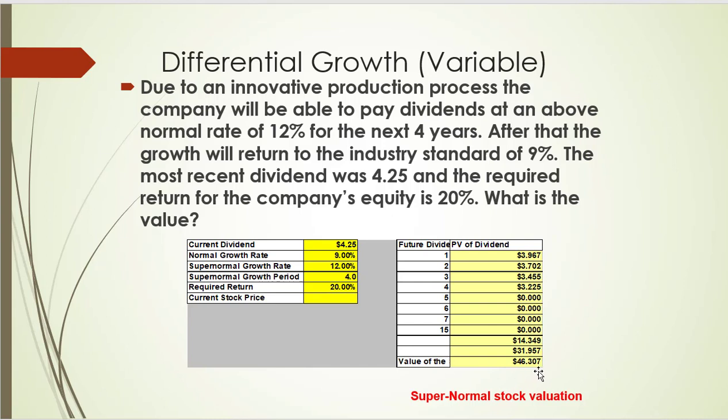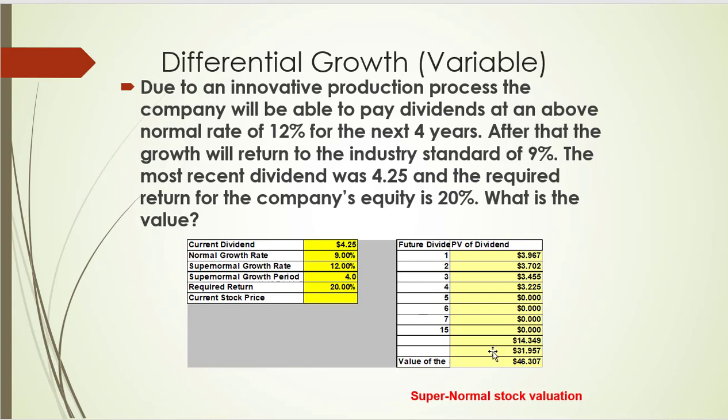The stock's price is worth roughly $46.31. Where does this price come from? Well, the first number here, the $14.35, comes from the present value of the growth of the next 4 dividends. So we know what the growth rate is. We calculate dividends 1, 2, 3, 4, and we find their present value.